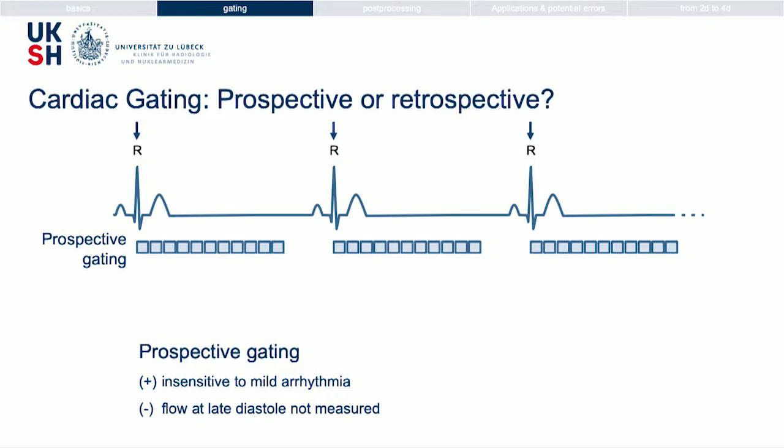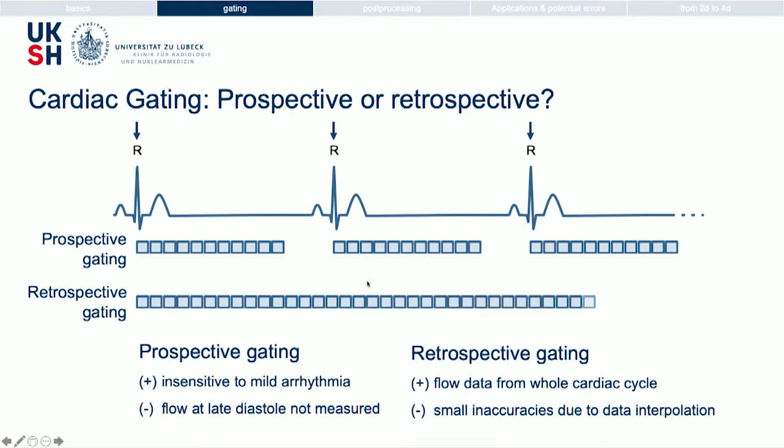Unfortunately, since you don't want to collect data in early systole at the end of the cycle, you don't collect the flow data at the late diastole. On the other hand, you can do retrospective gating, and you collect data from the whole cycle, and you bin it just afterwards. That might lead to small inaccuracies due to data interpolation.